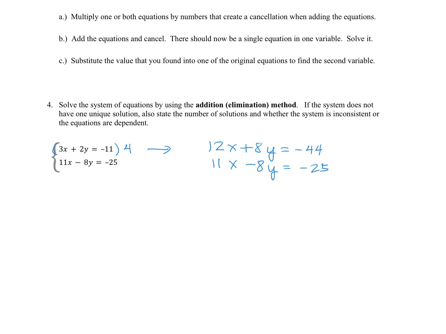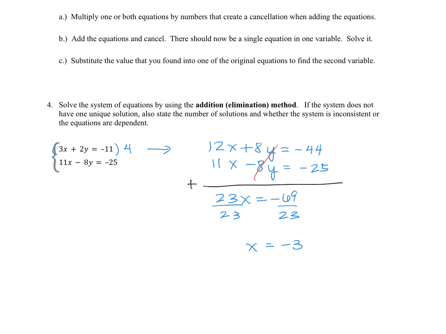We can now take those two equations and add them up. And in doing so, we get 23 times x. And again, the y's cancel. So if you want to, you can just slash those out. And that equals negative 69. And then we divide both sides by 23. And we get x is equal to exactly negative 3. It actually goes in evenly.